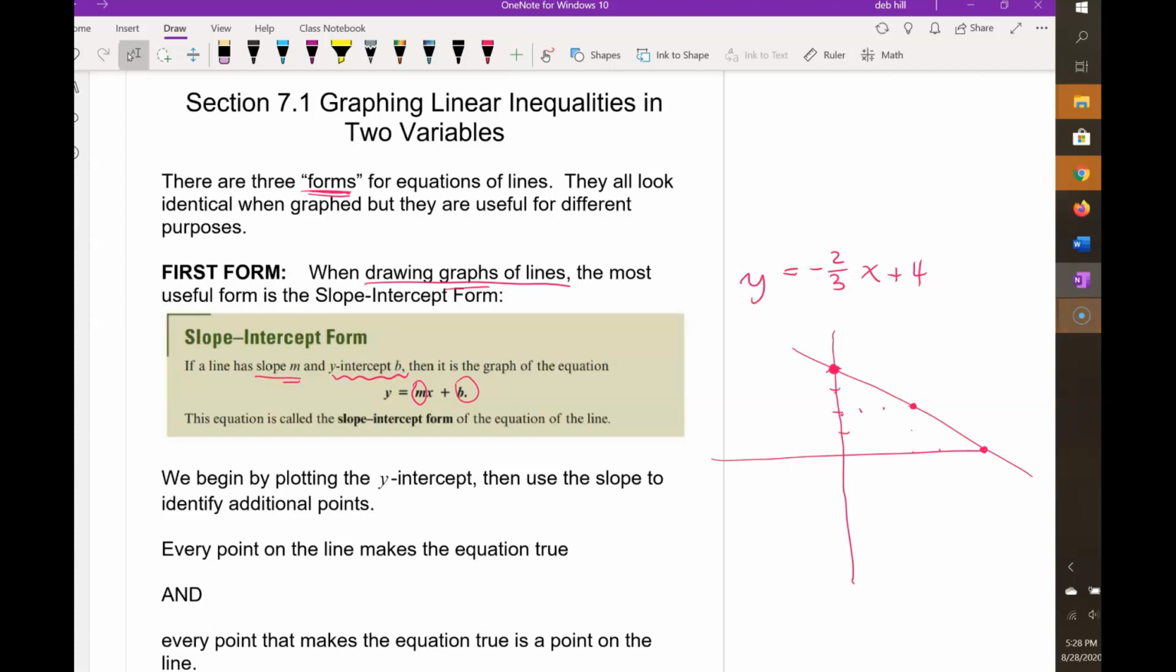So remember that every point on the line makes the equation true. So if you want to do a double check of your line, you can see what this point is and plug it into your equation and make sure it makes your equation true. And then every point, every combination of x and y that makes the equation true has to be a point on the line.